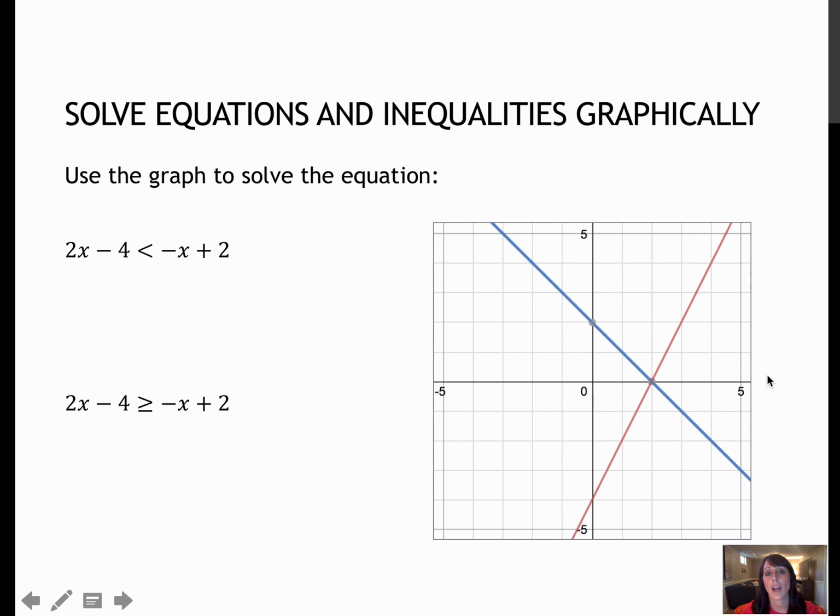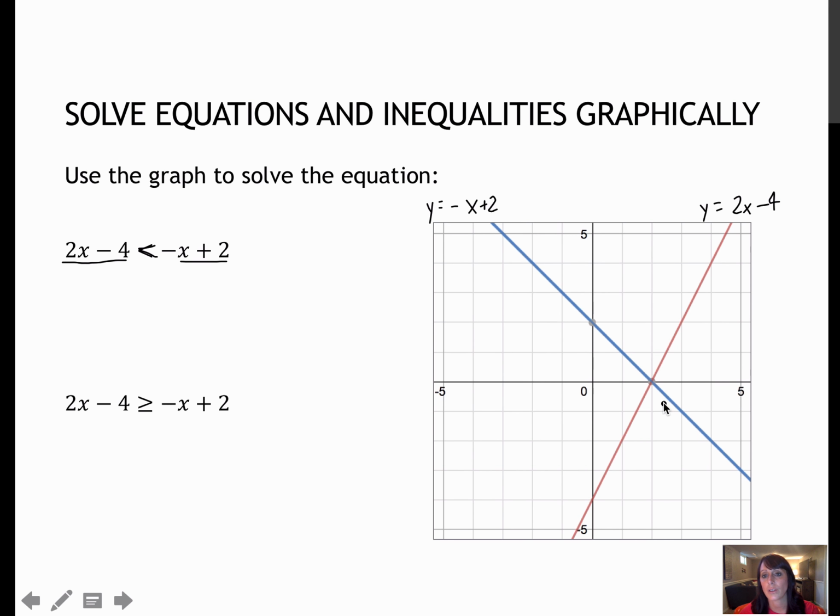Using that same graph, let's look at inequalities instead of equations. So if I look at 2x minus 4 is less than negative x plus 2, again, this was the negative x plus 2, and this was the 2x minus 4. So what we're saying is, when is this less than this? So when is this red line less than the blue line?